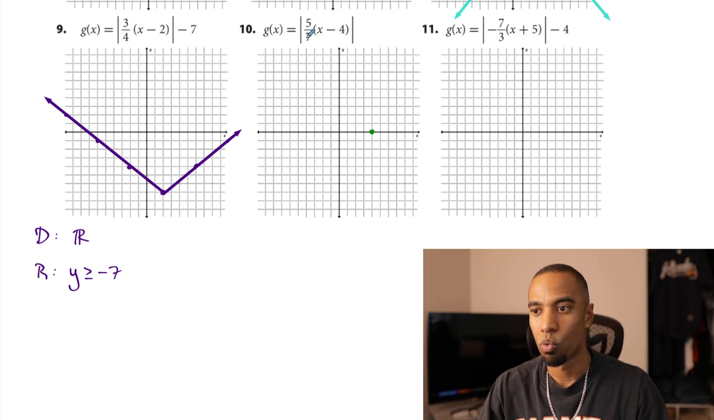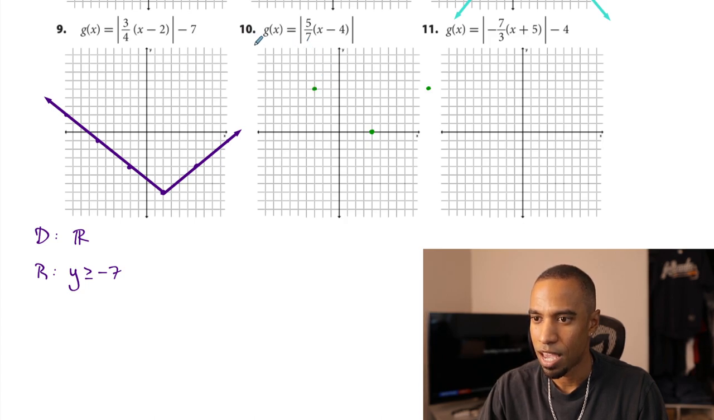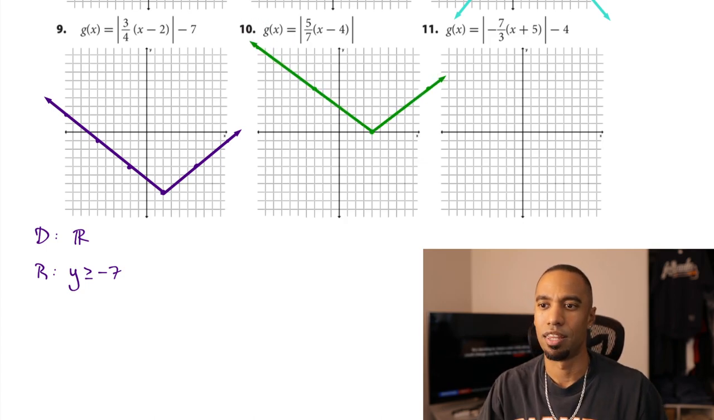Rise 5, run 7. Here we go. 1, 2, 3, 4, 5, and then 7. 4 plus 7 is 11 over there. 4 minus 7 is negative 3 right there. I can fit another. 1, 2, 3, 4, 5, and then all the way to negative 10 right there. I don't know if that counts as fitting it, but I am going to plot it because I can. All right, there's the graph.